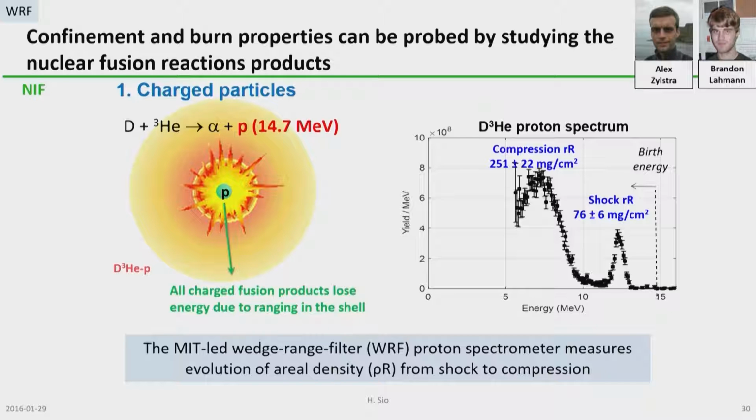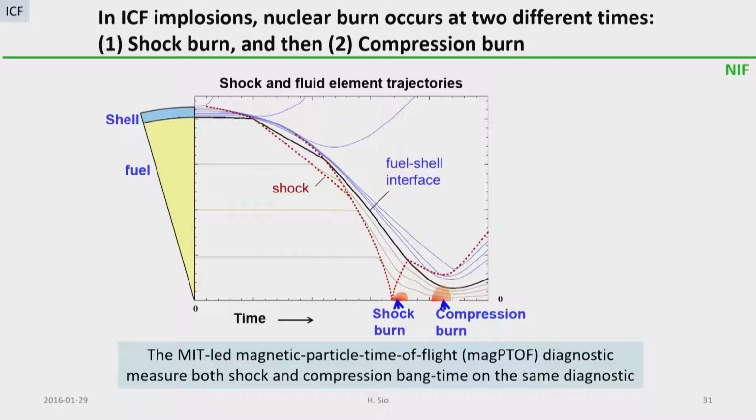So we'll come back to these proton spectrum and ρr measurements later. But now let's focus and talk about timing. In ICF implosions, nuclear burn occurs at 2 different times, the shock burn and then a compression burn.